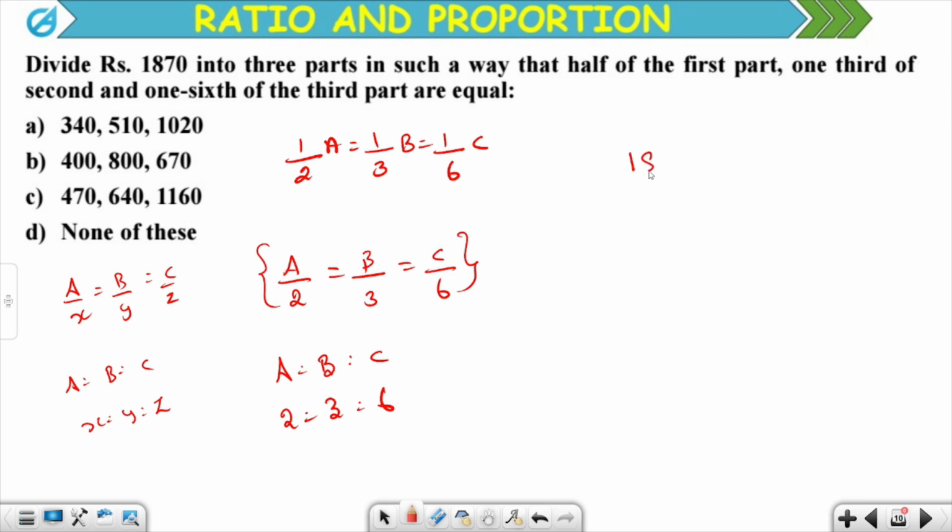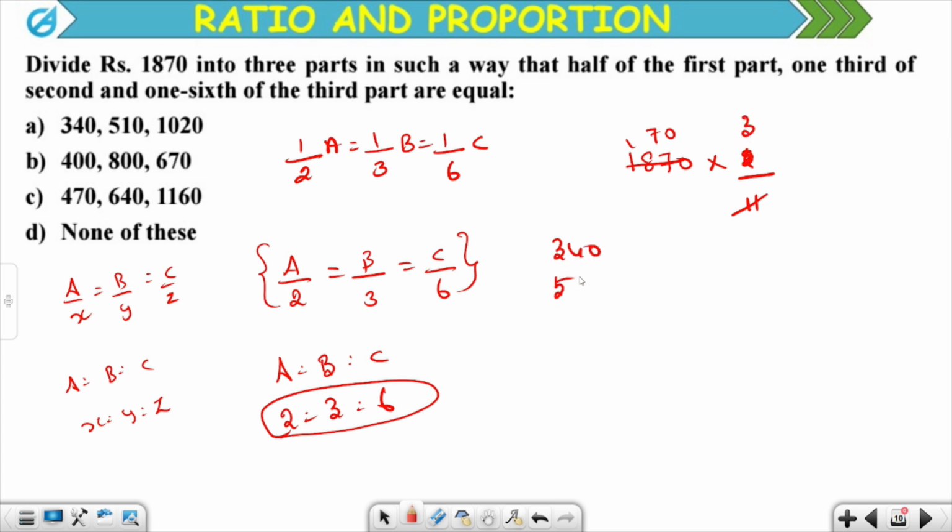So you need to divide 1,870 into 3 parts. Okay, what is the part? 2 is to 3 is to 6. So in that first I want to find what is a part. So 2 divided by 11. Okay, if I cancel it, 170. So 170 into 2, 340. Okay, next 170 into 3 which is 510. Okay, 170 into 6 because we need to find third part now.